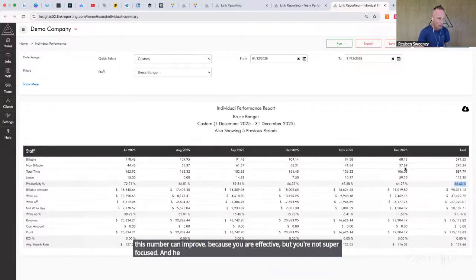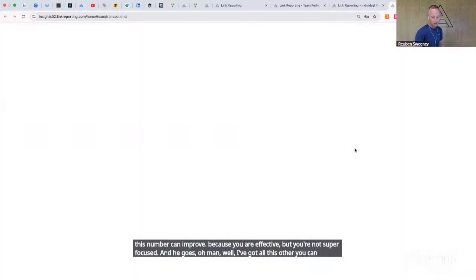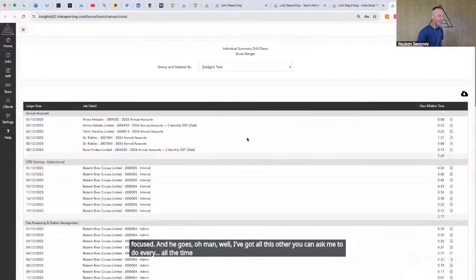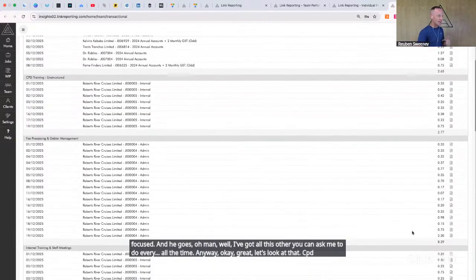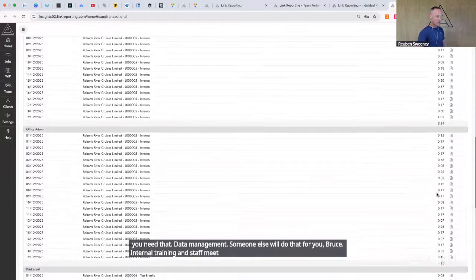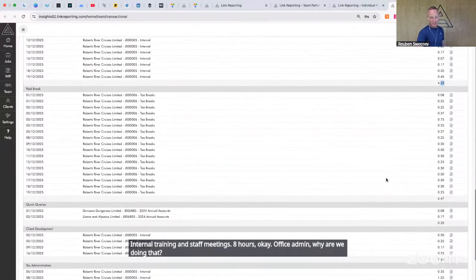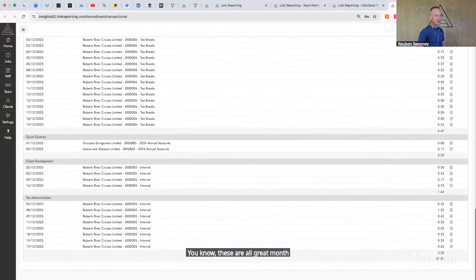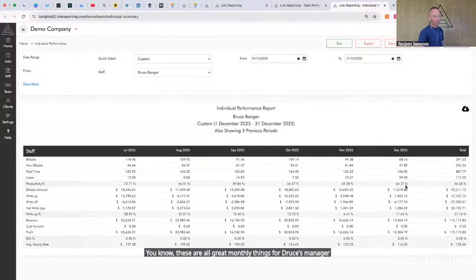And he goes, oh man, well, I've got all this other stuff you ask me to do all the time. And okay, great, let's look at that. CPD training, you need that. Data management, someone else to do that for you, Bruce. Internal training and staff meetings, 8 hours. Okay, office admin, why are we doing that? These are all great monthly things for Bruce's manager to share and help Bruce achieve that result.